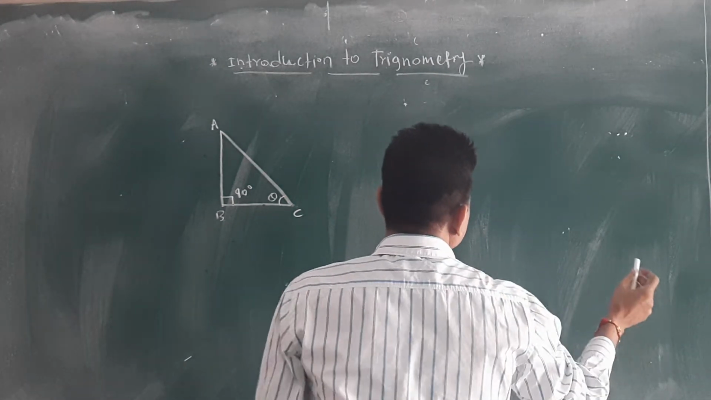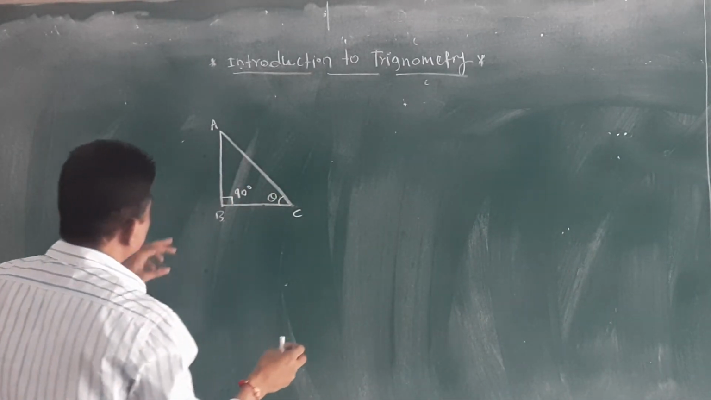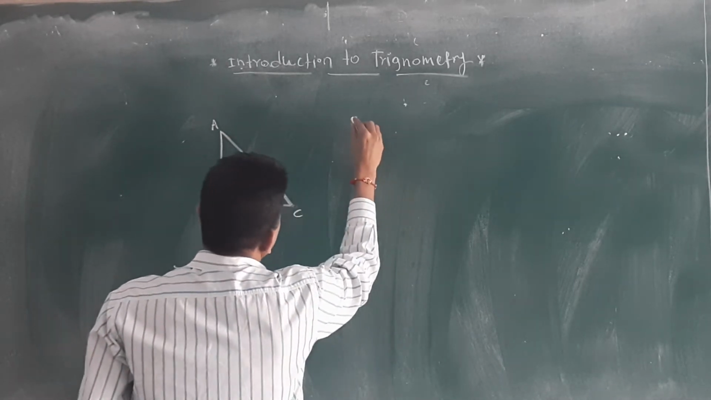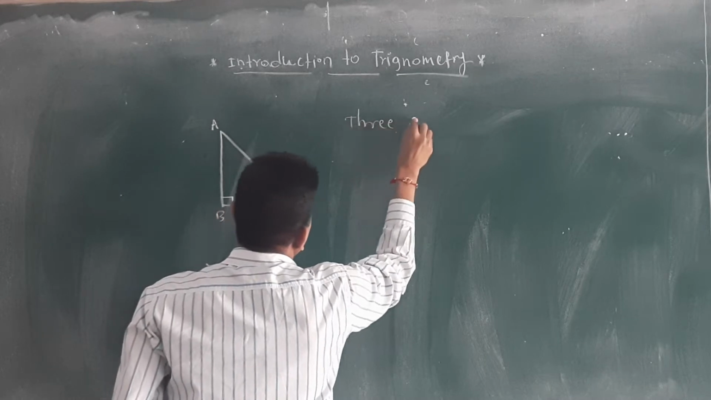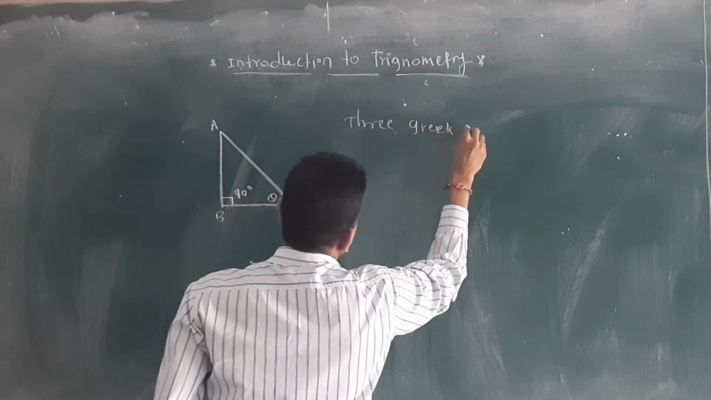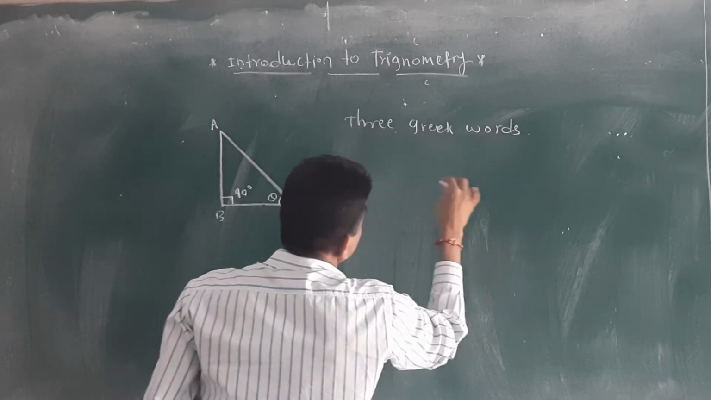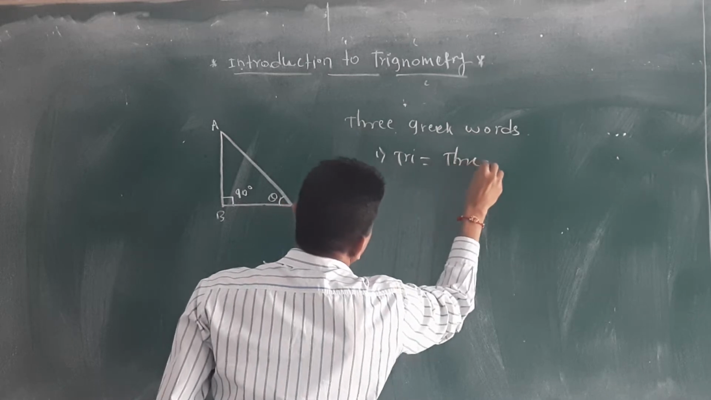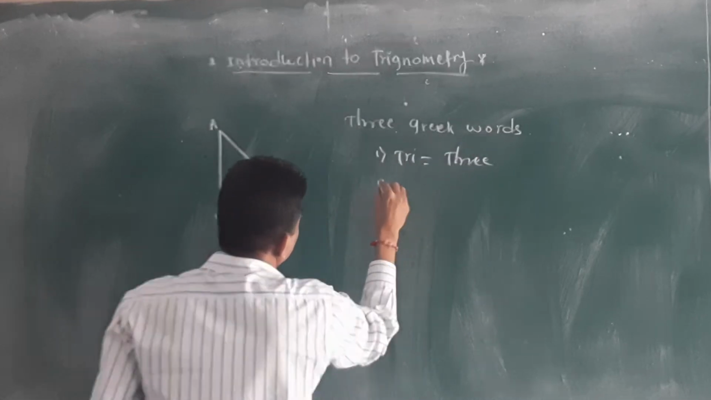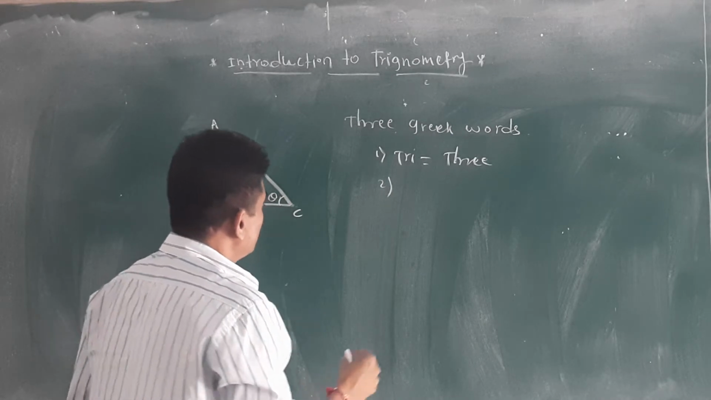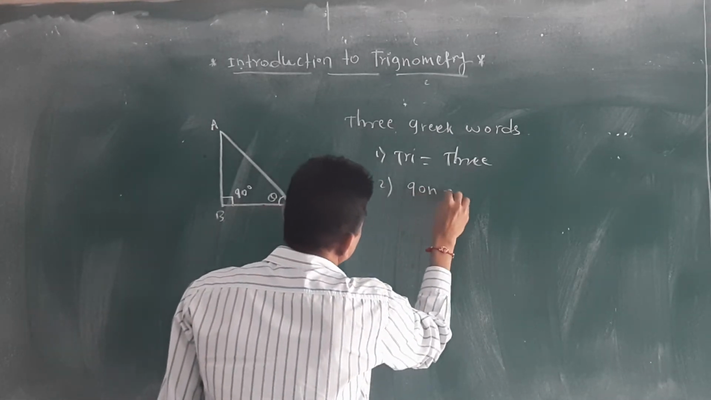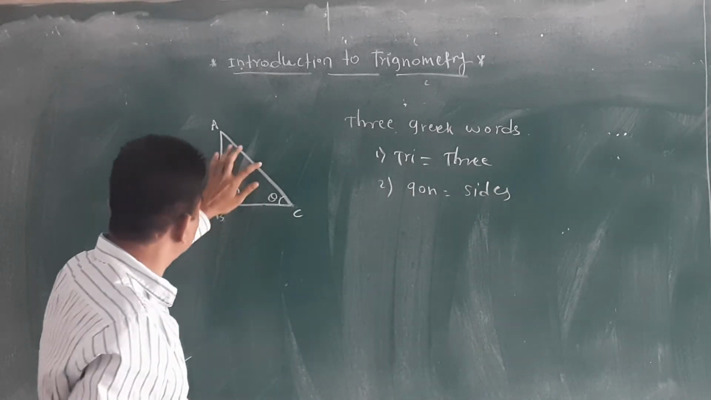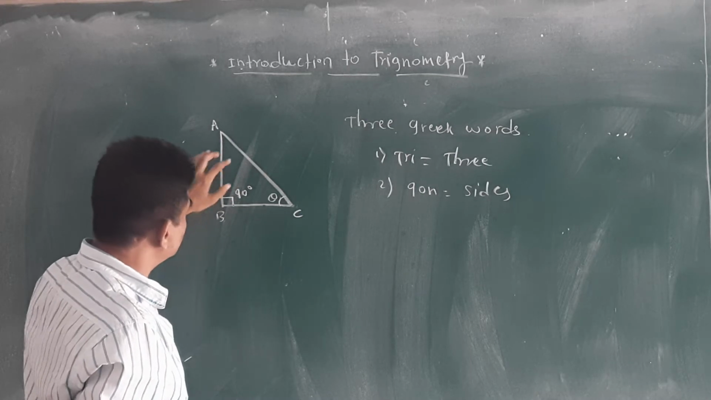First, see, this word trigonometry is defined by three Greek words. Which three Greek words? First is tri. Remember that. How to get trigonometry with the help of Greek words? Tri means three. Then gon. Gon means sides. Three sides are given, 1, 2, 3. Gon means sides.